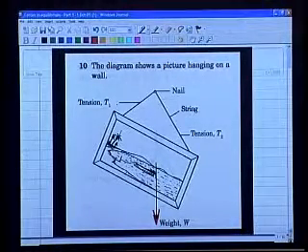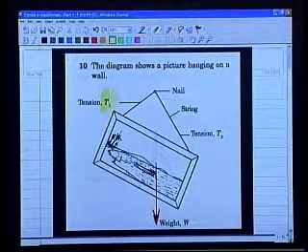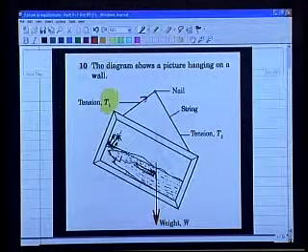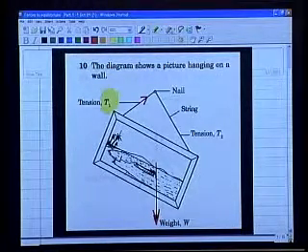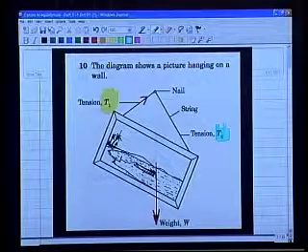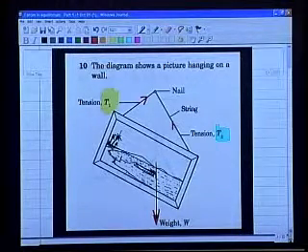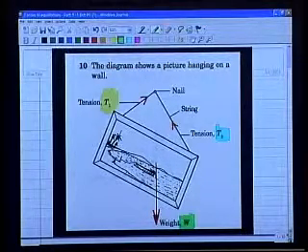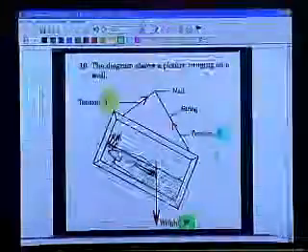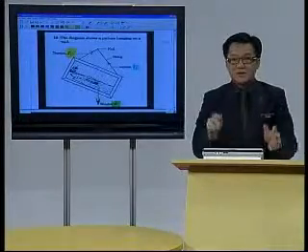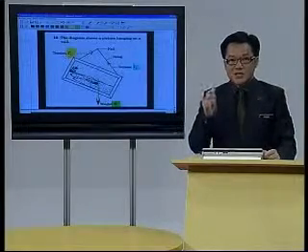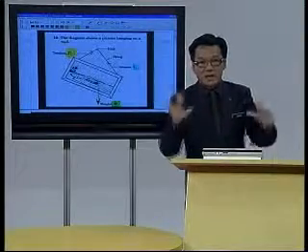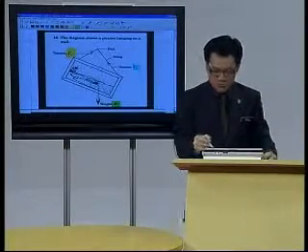Now, what about tension T1? It acts upwards. What about tension T2? Tension T2, it acts upwards as well. So, we have T1, we have T2, we have W. Now, this is very important to know where the forces are acting, because once you get it right, your understanding will be correct. If you get it wrong, then your concept will be wrong.